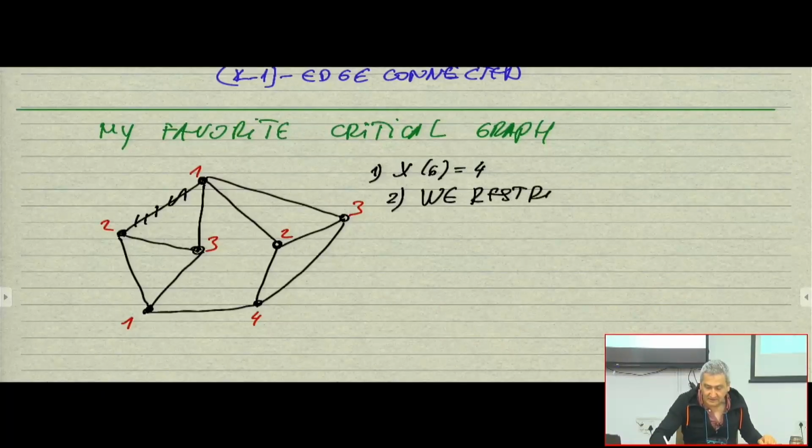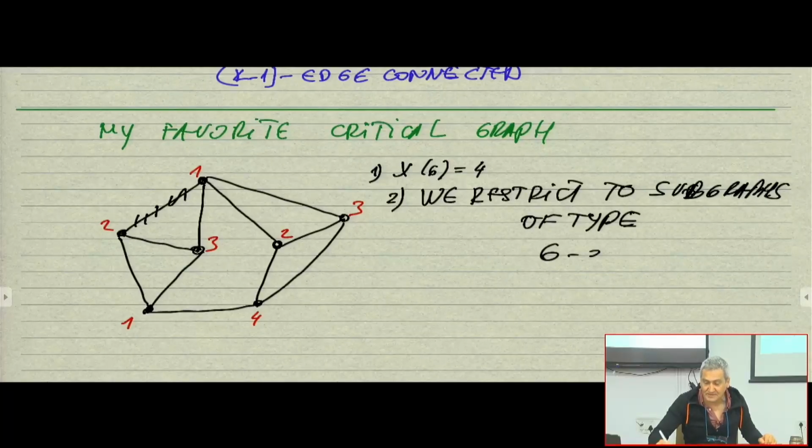Removing just one edge. You know, if I remove this edge and the chromatic number drops by 1, I don't need to proceed removing this one and this one and this one. They have smaller than 4. But for every edge, we restrict to subgraphs of type G minus some edge. And this graph is very symmetric. Do you agree?